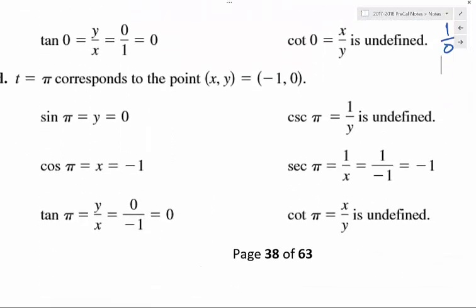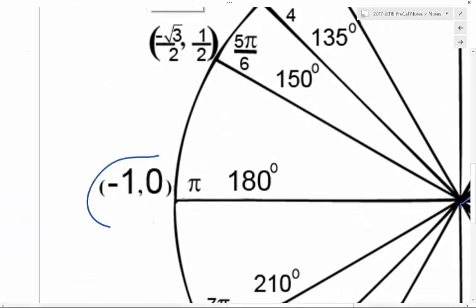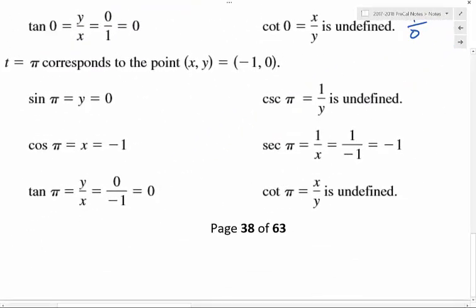For D, step 1, find the point. Well, for pi, you look at my unit circle. At pi radians, the point is negative 1 comma 0. So the sine will be the y value, which is 0. The cosine will be the x value, which is negative 1. The tangent will be y over x, which is 0. The cosecant, once again, is undefined, because I have negative 1 over 0. The secant will be 1 over negative 1, which is negative 1. And the cotangent is negative 1 over 0, which is undefined.